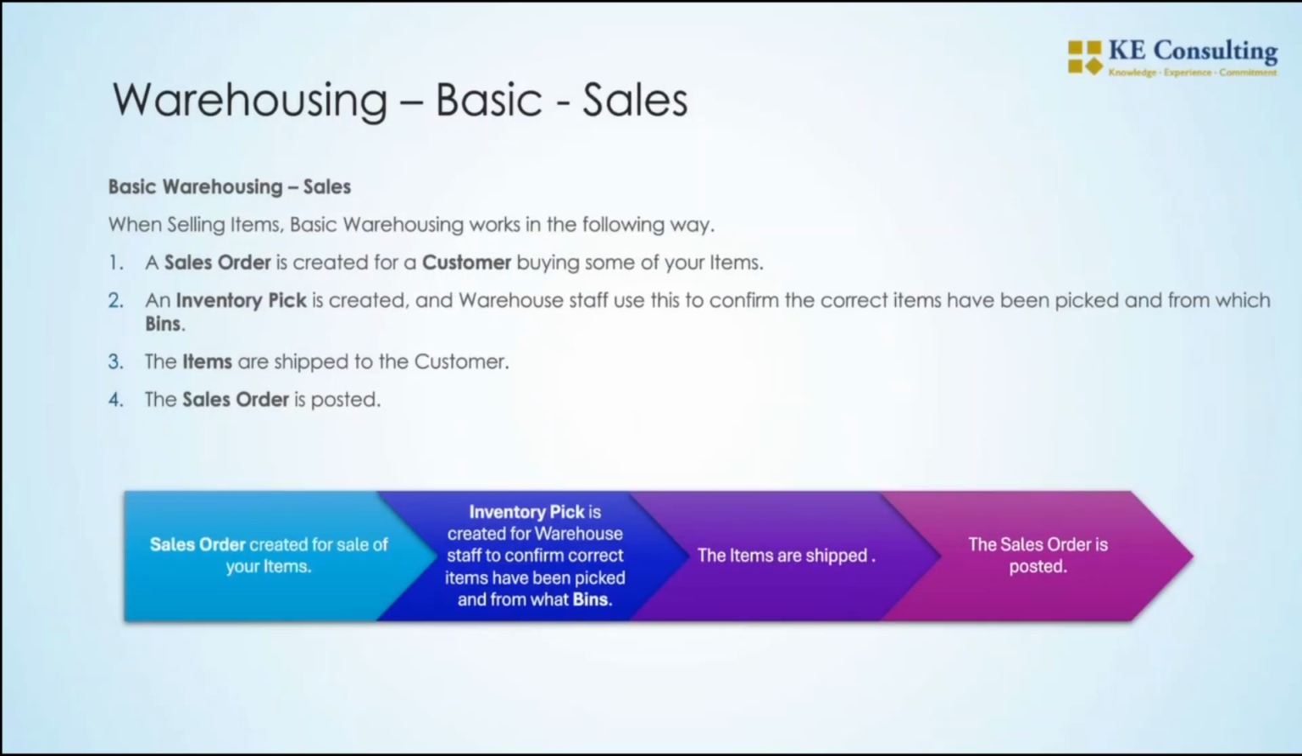Now, once we're ready to sell our items to a customer, we create a sales order. We then create an inventory pick, and this is used for us to confirm the correct stock has been picked and from which bins. We can also use the pick to see which bins have availability of our items. We then post this and post the sales order once it's shipped.